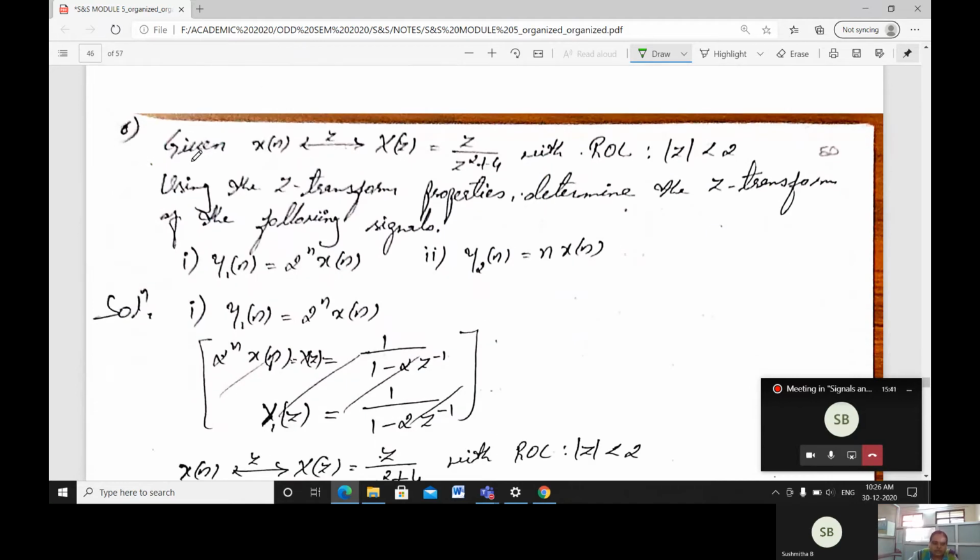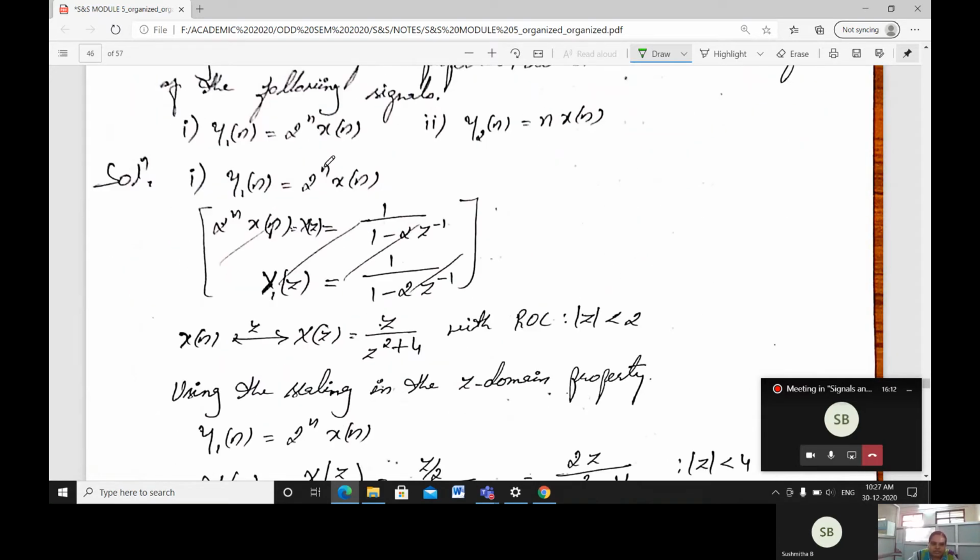The next problem is given x of n, whose z transform is x of z equals z divided by z square plus 4 with the region of convergence mod of z less than 2. Using z transform properties, determine the z transform of the following signals. The first is y1 of n equals 2 power n x of n. Then y2 of n is given as n into x of n. First we will consider y1 of n equals 2 raised to n x of n.